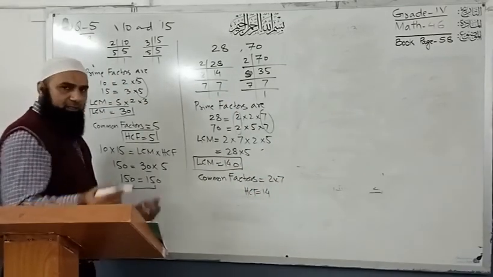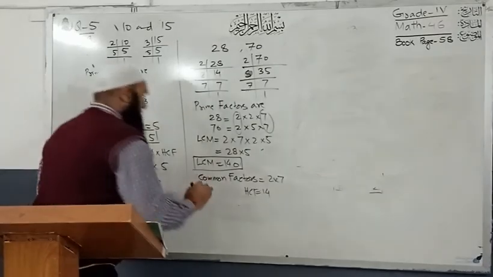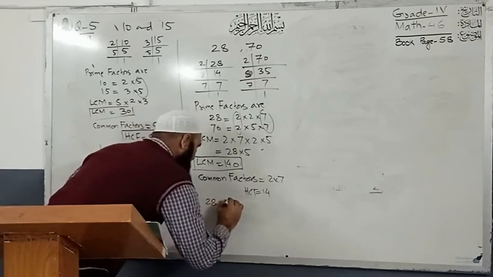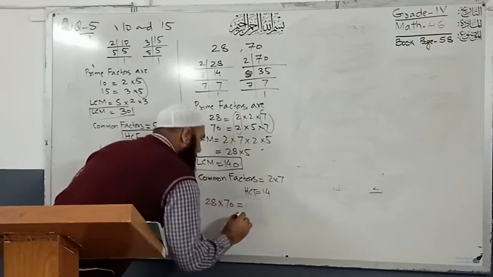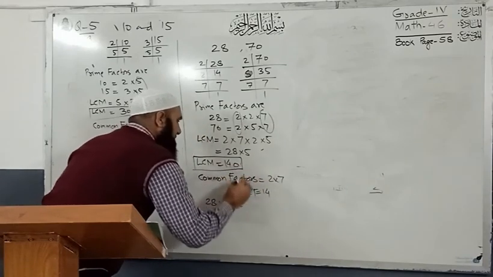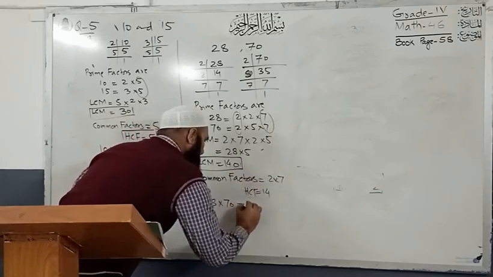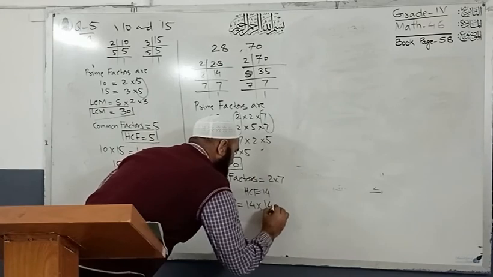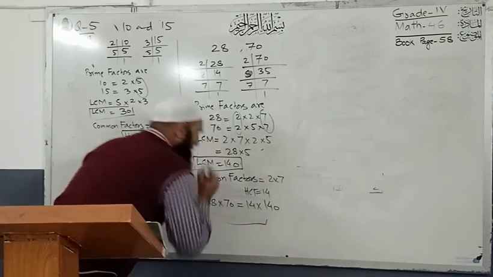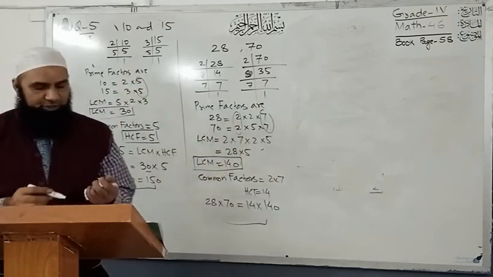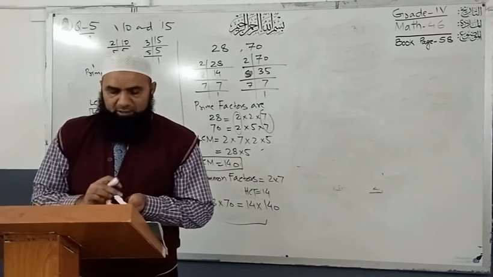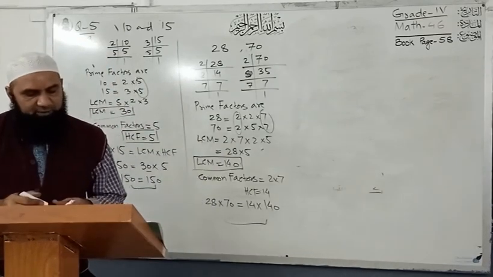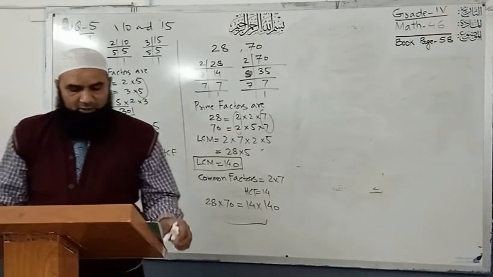Okay. Now check the product of two numbers. 28 multiply 70 is equal to the product of their HCF, this is 14, multiply LCM, this is 140. Okay. I'm leaving it for you. You will check this answer. If the right hand side becomes equal to the left hand side, it means our answers are correct.